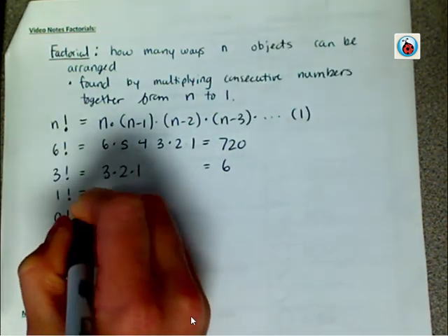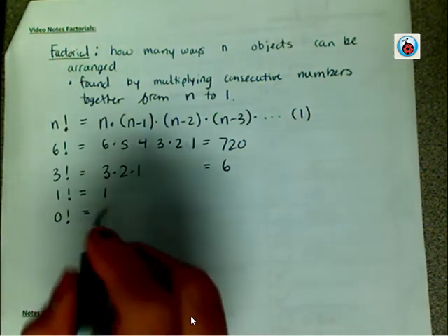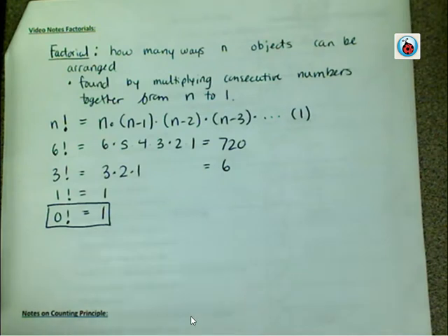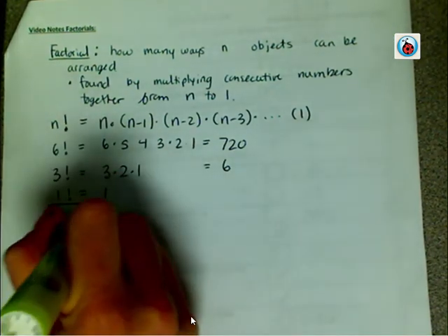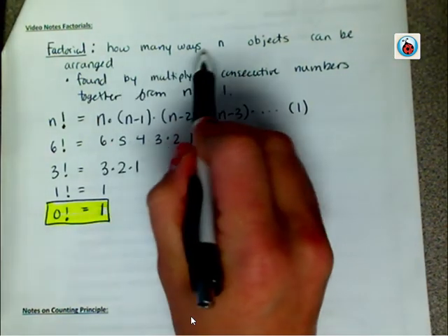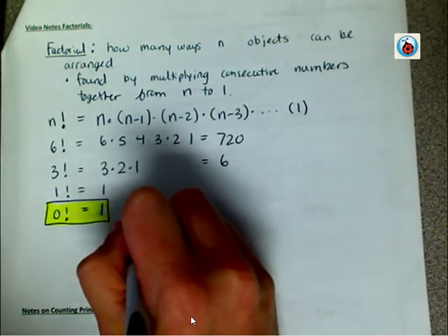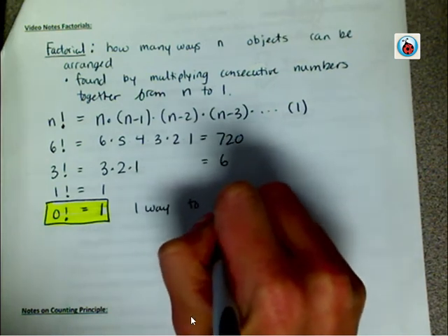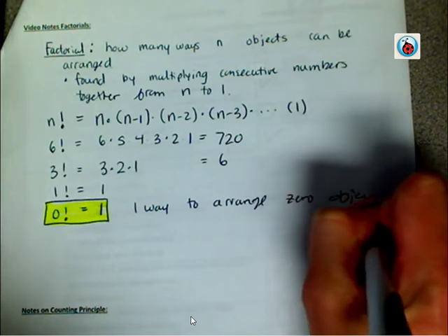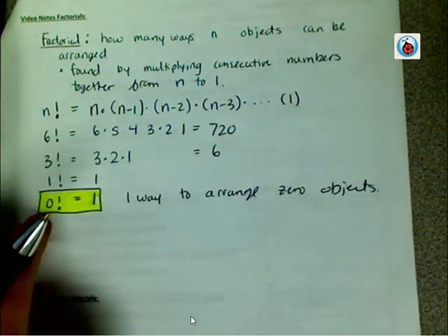0 factorial. Now this is a special one because we're already below 1, but this is going to be defined as 1. So this is something you're going to need to memorize. Okay? And this is where the definition comes in. How many ways can 0 objects be arranged? Well, there's only one way to arrange 0 objects. If you think about placing things in order, there's only one way to have 0 items.